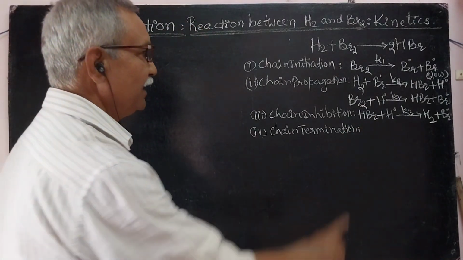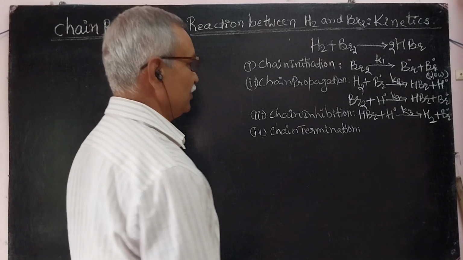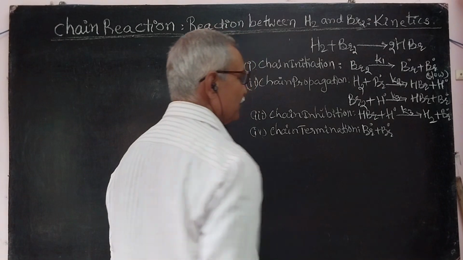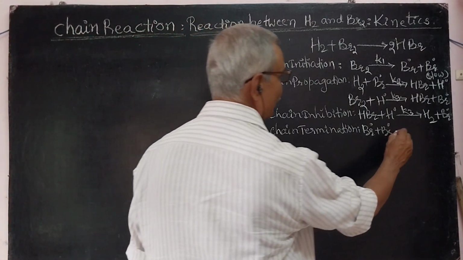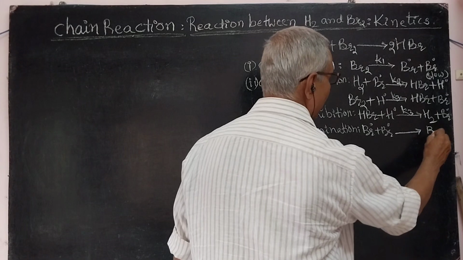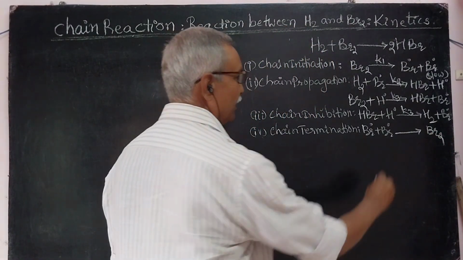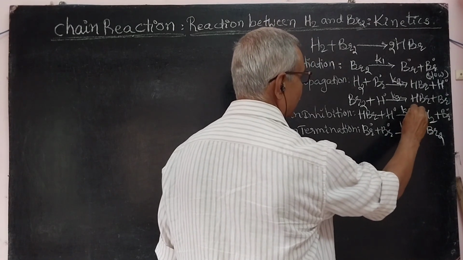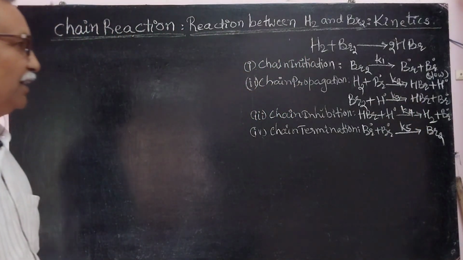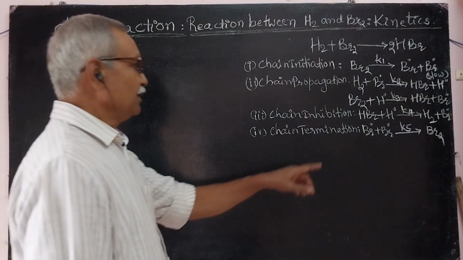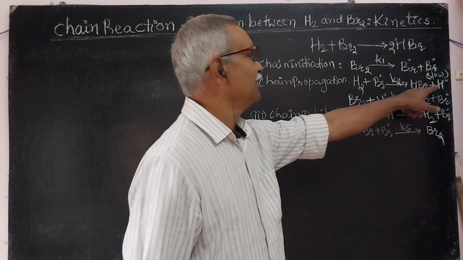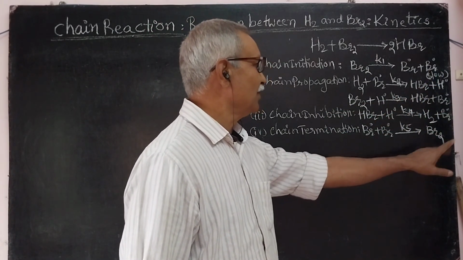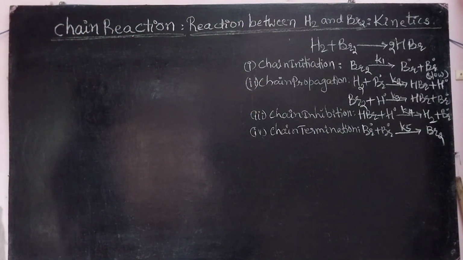Termination means the active species are consumed and become inactive species. Here 2 Br dot, that is free radicals, the active species, combine to give Br2, and this takes place with the rate constant K5. Suppose this is K4. Here we call it chain termination because the chain carriers Br dot or H dot are both consumed and an inactive Br2 molecule is formed. Therefore, this is called the chain termination.